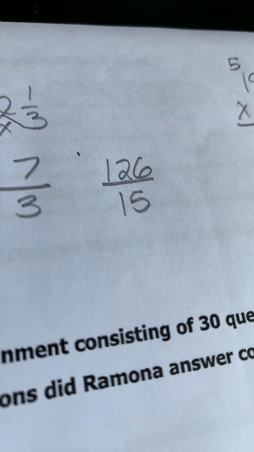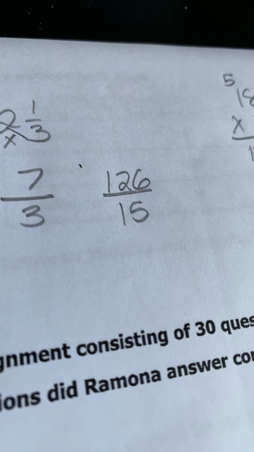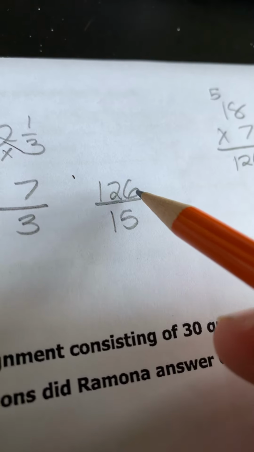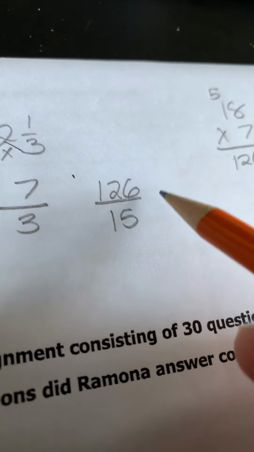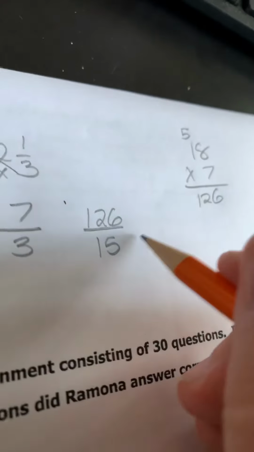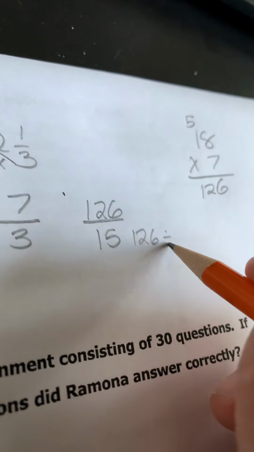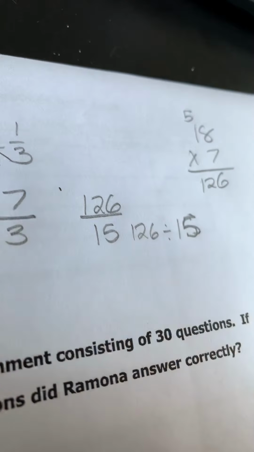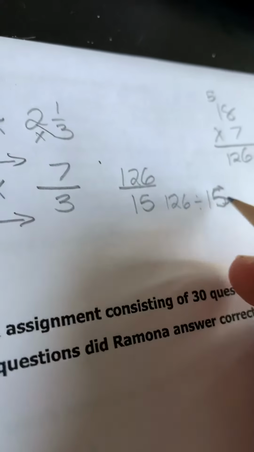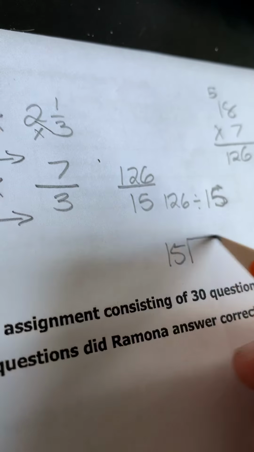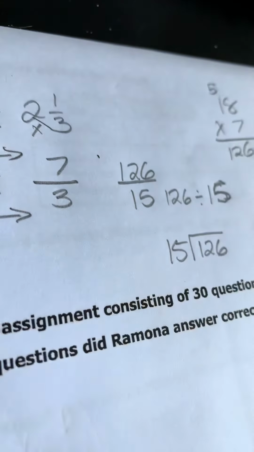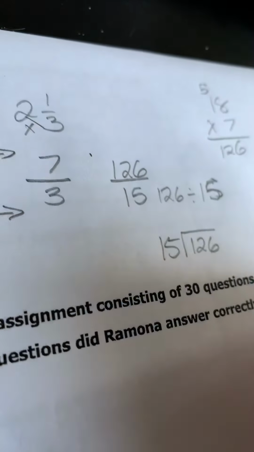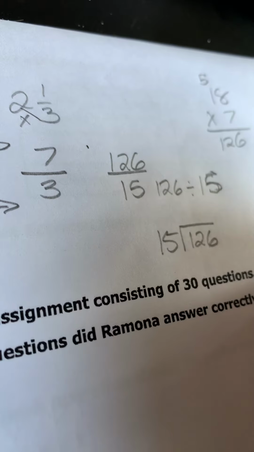Okay. Now, we can't leave it as an improper fraction. The way I read this fraction again is 126 divided by 15. So 126 divided by 15. Okay. So 15 is going to go on the outside. 126 is going to go on the inside.